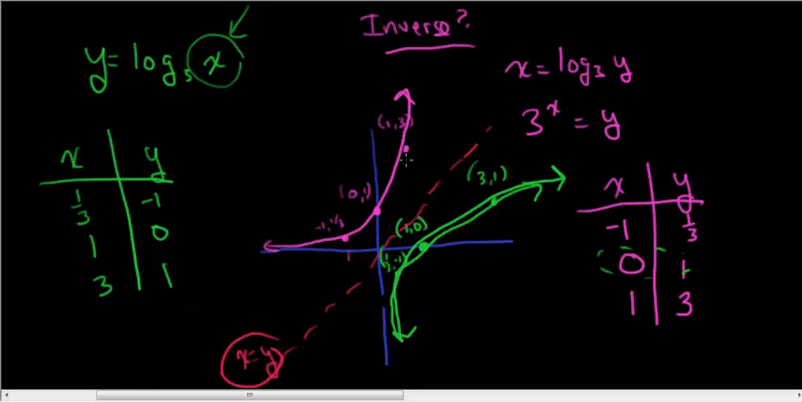All right, so logarithms and exponents are inverses of each other. The easiest way to graph these is to find your points for the exponential and then flip them and make them your points for your logarithms.